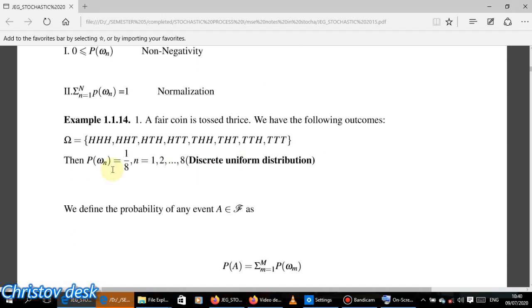So for example, you have a fair coin that is tossed thrice. We have the following outcomes. When you toss it thrice, this is the following outcome. So you want to look at the weight. You want to assign a weight to this.